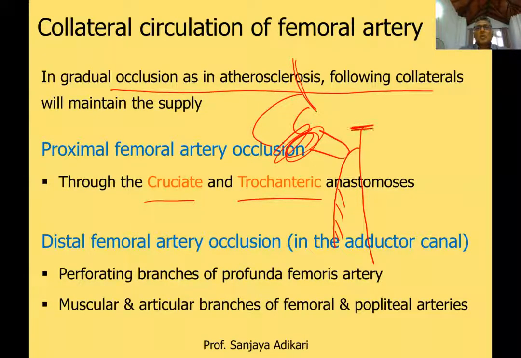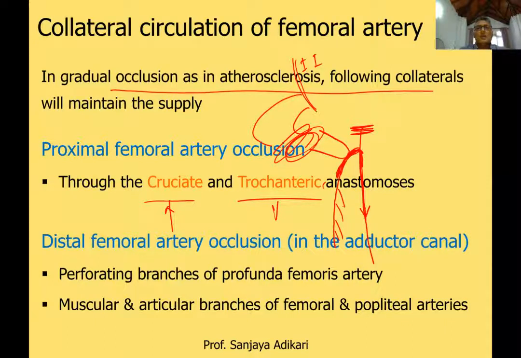So if you block the femoral artery proximally, blood will flow from the internal iliac through the superior and inferior gluteal vessels in these trochanteric and cruciate anastomoses, and blood will enter into the deep femoral artery. From the deep femoral artery, it can now enter the superficial femoral artery, and the blood supply can continue from there onwards if the obstruction is gradual.